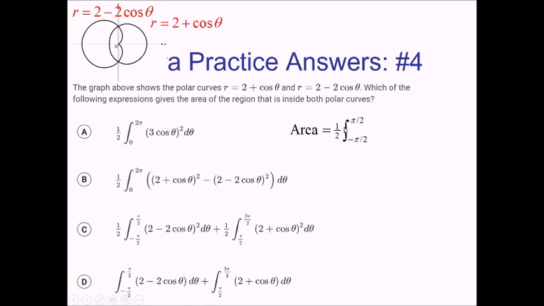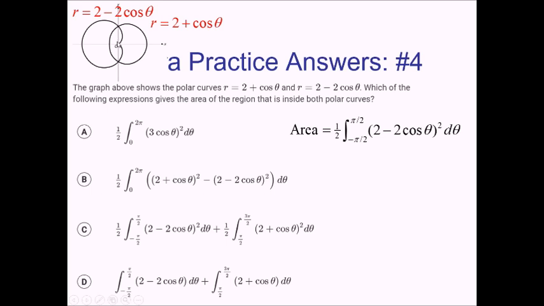So I'm going to do 1/2 integral from negative pi over 2 to pi over 2 of (2 minus 2 cosine of theta), the whole thing squared, d theta. There we go. So that gives us these two little humps here to the right of the y-axis. Now I have to get all this stuff to the left of the y-axis. This little, it's almost kind of semicircular shaped.